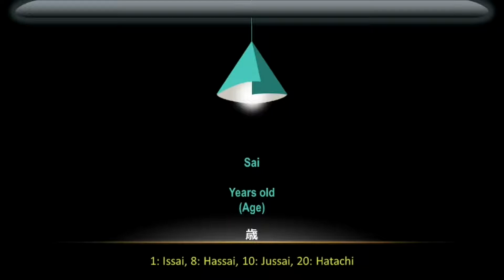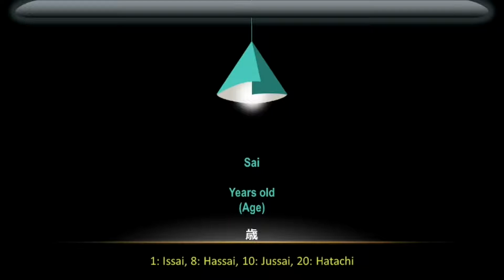Even though 1 is ichi, for 1 year old, and whenever the age is ending with 1, the part corresponding to 1 has to be pronounced as issai. For example, 21 years old will be nijuissai. Okay? Similarly, for 8 years old and whenever the age is ending with 8, the part corresponding to 8 has to be pronounced as hassai. For example, 28 years old will be nijuhassai.